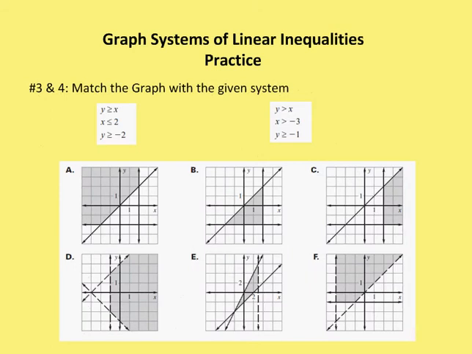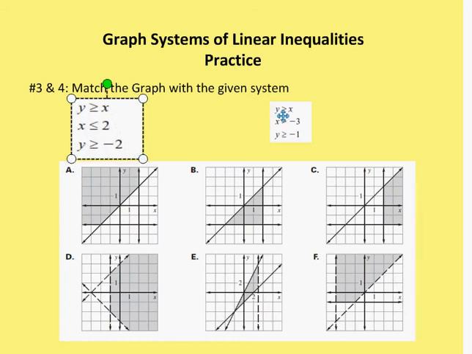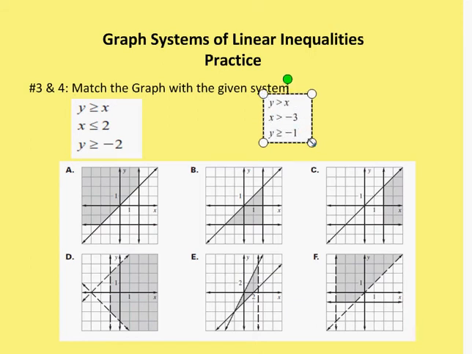I think this is it. All right, we've got number 3. Number 3 is going to be y is greater than x. And let's just expand it here so you all can see what's going on. Y is greater than x. X is less than 2. So it looks like we have some vertical and horizontal lines, and y is greater than or equal to negative 2.